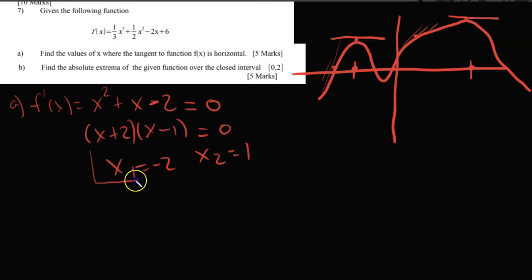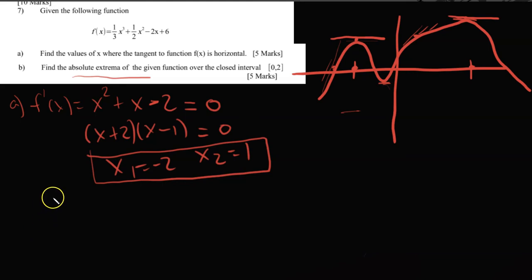So these are called critical values in calculus. The zeros of a derivative are the critical values. And these critical values will also help you find the absolute extrema of the given function. Part B is asking you to find the absolute extrema over the closed interval 0 to 2. Absolute extrema are the highest point of the function and the lowest point. So in order to do that, you're going to take these two values here, and this closed interval 0 to 2.